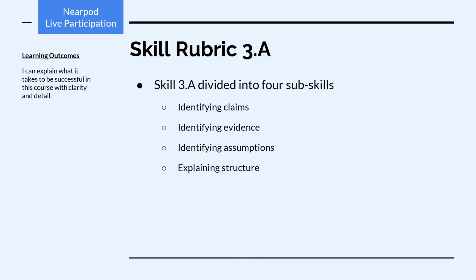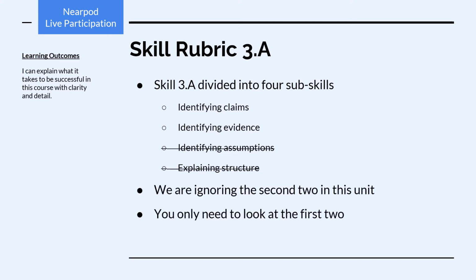Skill 3A is divided into 4 subskills: identifying claims, identifying evidence, identifying assumptions, and explaining structure. However, we are ignoring the second 2 subskills in this unit. We will introduce them in a later unit. For now, you only need to look at the first 2 subskills over claims and evidence.